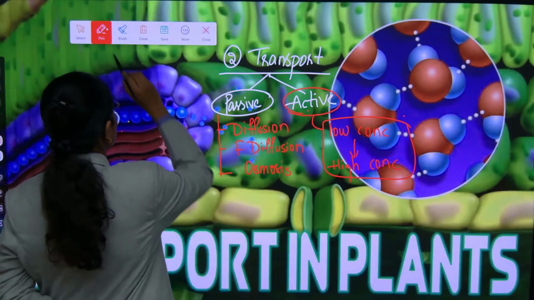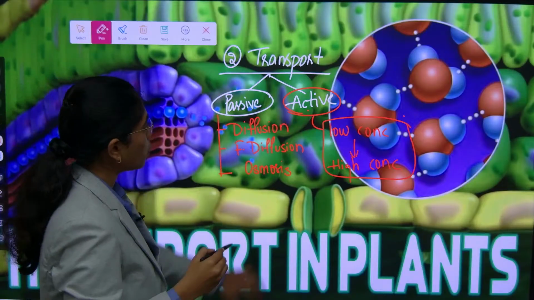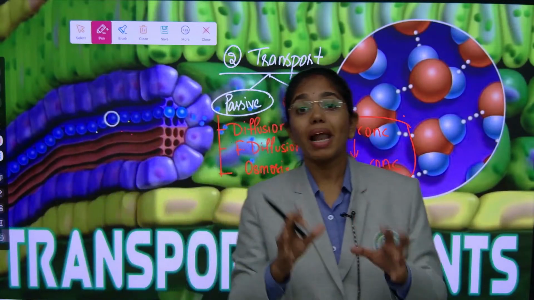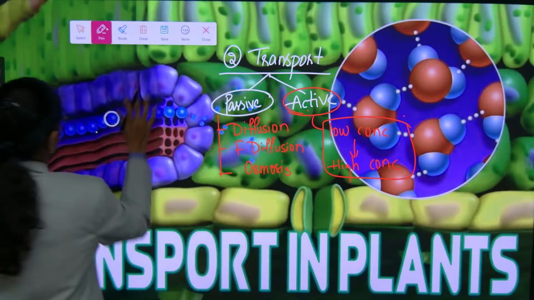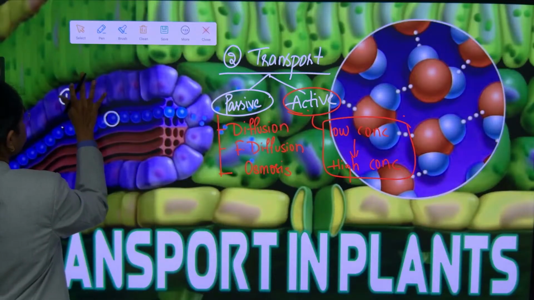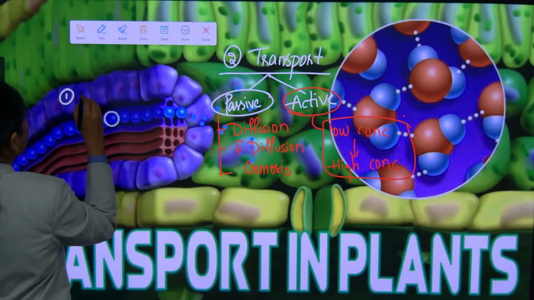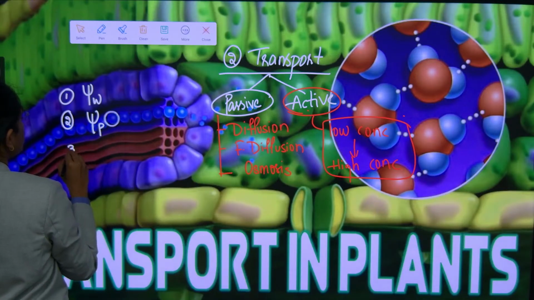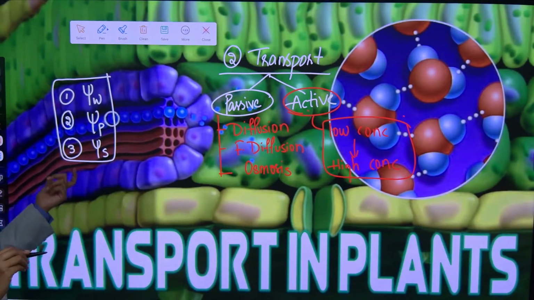Now, after this, we will look at long distance transport. Before going to long distance transport, and to understand passive and active transport clearly, you have to know about plant-water relations. You will be clear with it once you know water potential, second pressure potential, and third solute potential. You should have a clear idea on water potential, pressure potential and solute potential.